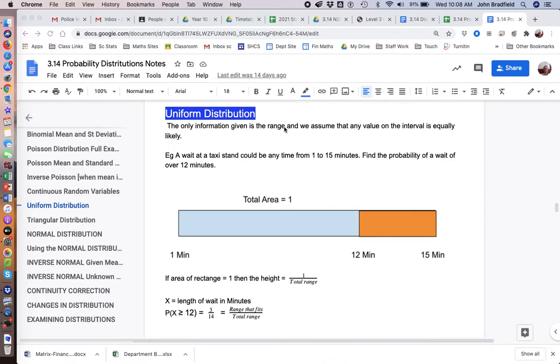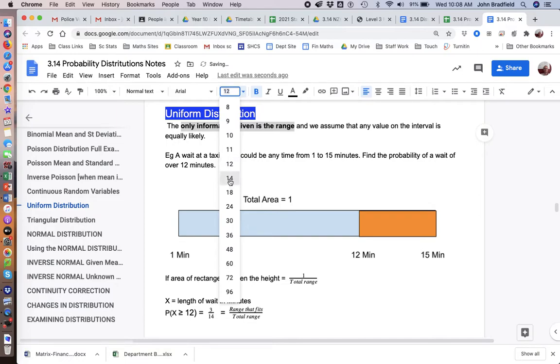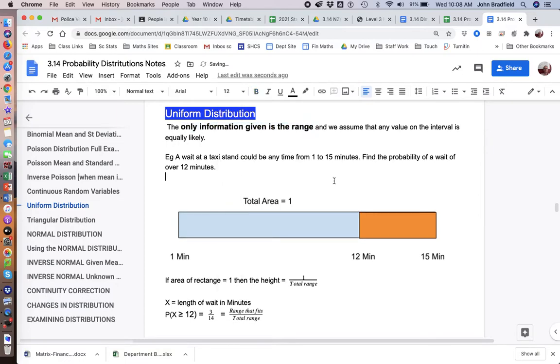So this is the thing that identifies it as a uniform distribution. So we're only given the range, we're not given an average or a middle point or a mean point or anything. And so we assume, therefore, that anywhere on the range is equally likely to occur, and that gives you this uniform distribution, which is often called the rectangular. That's another term for it.